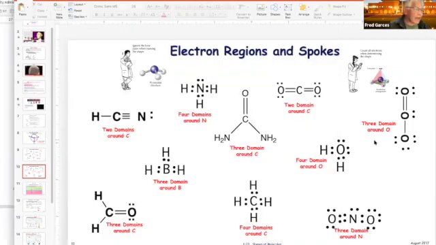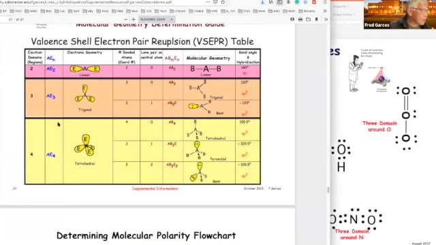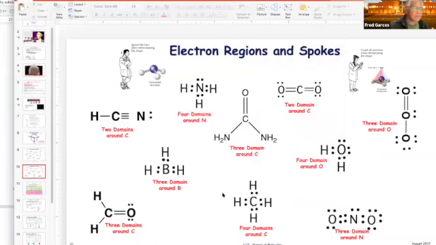Let's take a look at ozone. It's got 3 domains, but 2 of them are bonded atoms and 1 is a lone pair. So we go over here to 3 domains, 2 bonded atoms, 1 lone pair. It's a bent trigonal. It's that easy, really. I just saved you like 5 hours trying to figure this out.